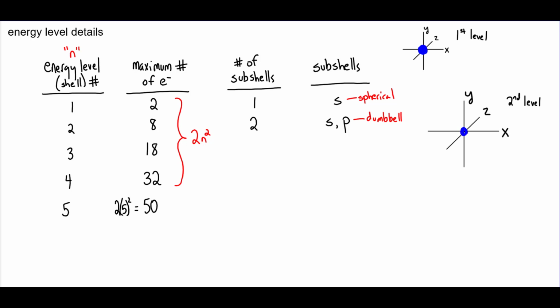So there's my little 1S energy level. The second energy level has an S, but it's bigger than the first one, and so it's actually going to completely surround that first energy level. There we go. And now I'm going to add these p orbitals on top of it.